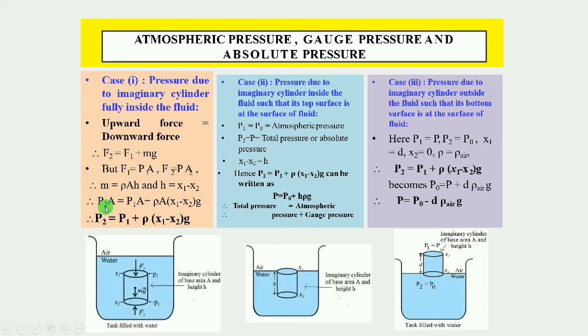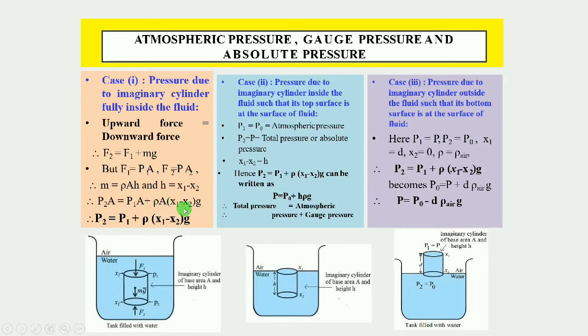So similarly if you put this in the equation, F2 you will write as P2A. Now F1 we can write as P1A plus mg, where m we are writing as rho Ah, h you can write as x1 minus x2, or you can write it as h, and g as it is. Okay, so the gravitational acceleration we are writing as it is. So we are getting our expression.